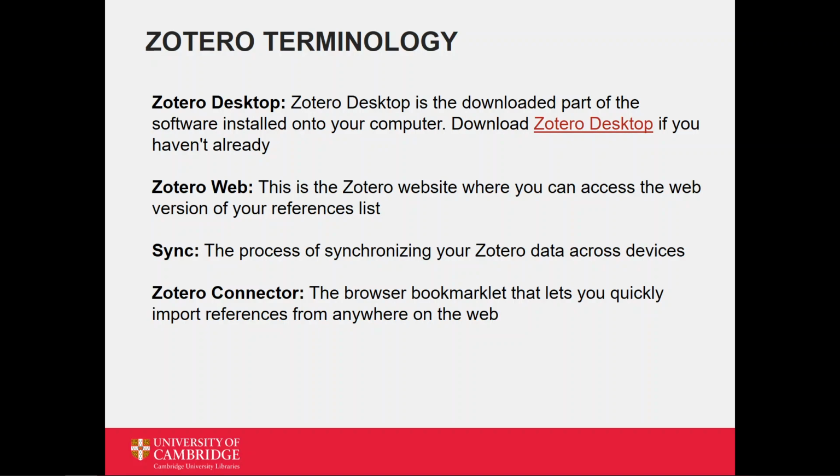First of all, let's go through some terminology that might be unfamiliar. The Zotero desktop is the downloaded part of the software that is installed onto your computer. Zotero Web is the web-based version of Zotero, where you can access the web version of your reference lists. Syncing refers to the process of synchronizing your Zotero data across your devices and between the web-based version of the reference list and your desktop-based version. Zotero Connector is the browser bookmarklet that lets you quickly import references from anywhere on the web.